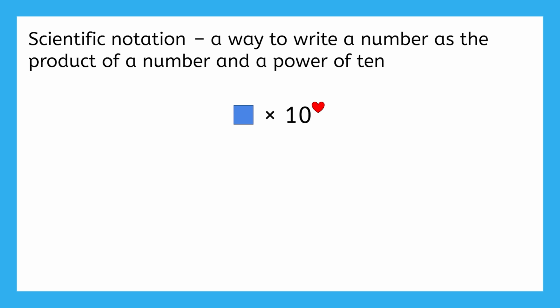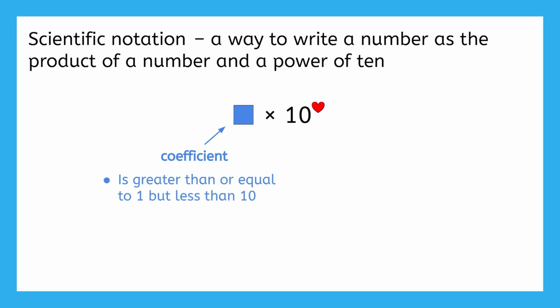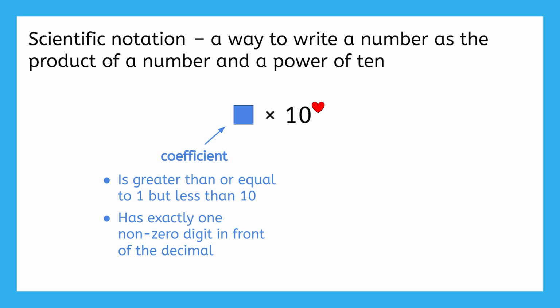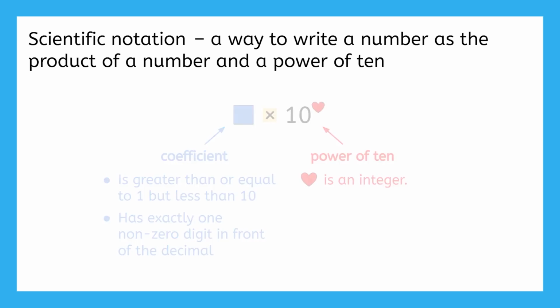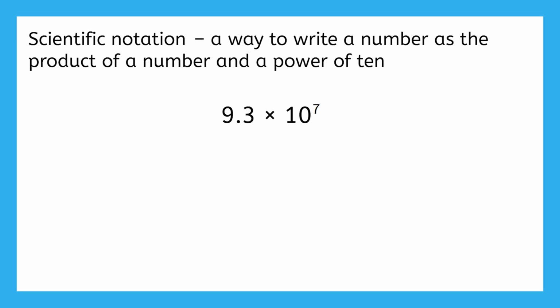The first number, called the coefficient, must be greater than or equal to 1, but less than 10. That means it has exactly one non zero digit in front of the decimal. The second number, the power of 10, is 10 with an integer exponent. Between those numbers, we use the multiplication x. So, the number in the article is in scientific notation because 9.3 has one non zero digit in front of the decimal, and 10 to the seventh is a power of 10.